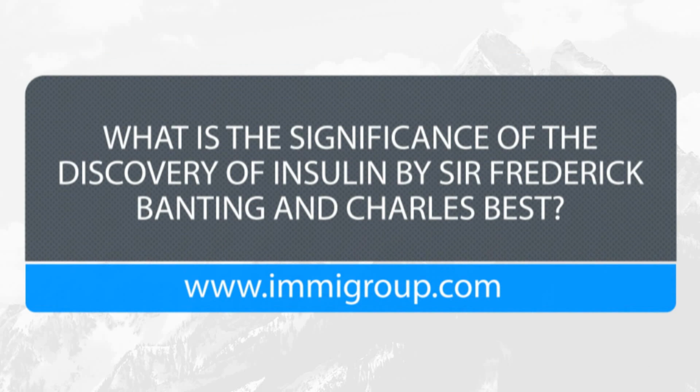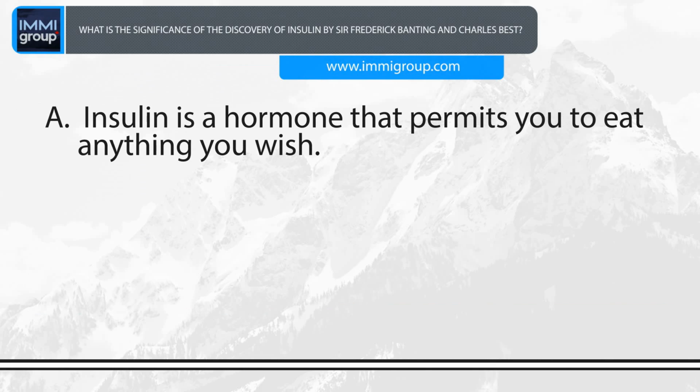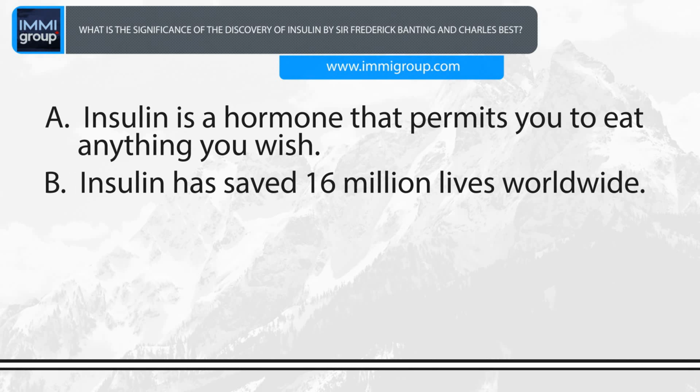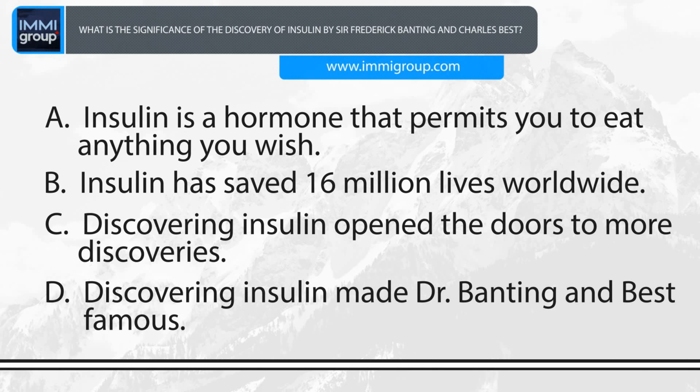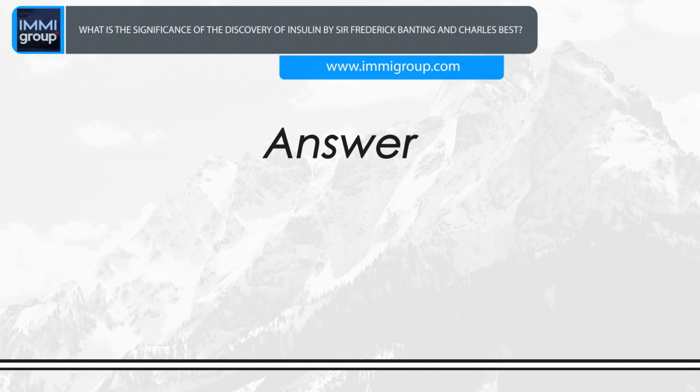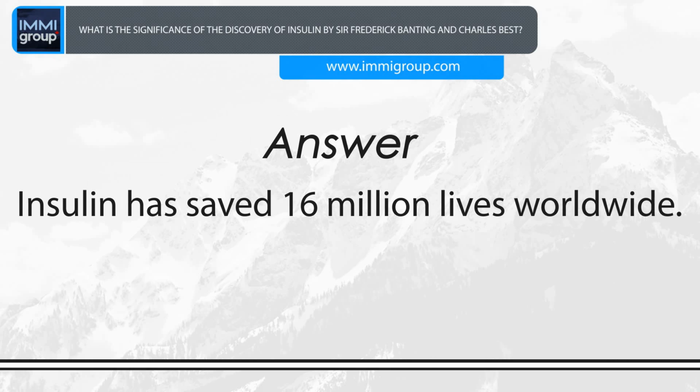What is the significance of the discovery of insulin by Sir Frederick Banting and Charles Best? A. Insulin is a hormone that permits you to eat anything you wish. B. Insulin has saved 16 million lives worldwide. C. Discovering insulin opened the doors to more discoveries. D. Discovering insulin made Dr. Banting and Best famous. Answer: Insulin has saved 16 million lives worldwide.